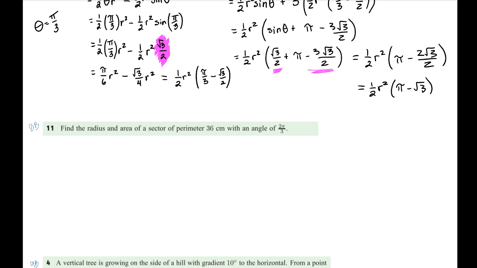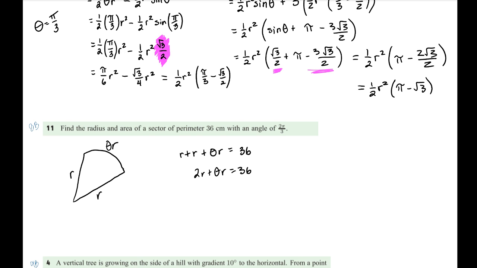All right. So find the radius and area. Let's picture this sector for a second, and by picture, I mean draw a picture. There's the radius, and this is the arc length, right? So apparently the perimeter, which is the whole way around, is 36, which means that r plus theta r has to be equal to 36. That's the perimeter. If I simplify this, I get 2r plus theta r is equal to 36 as an equation.